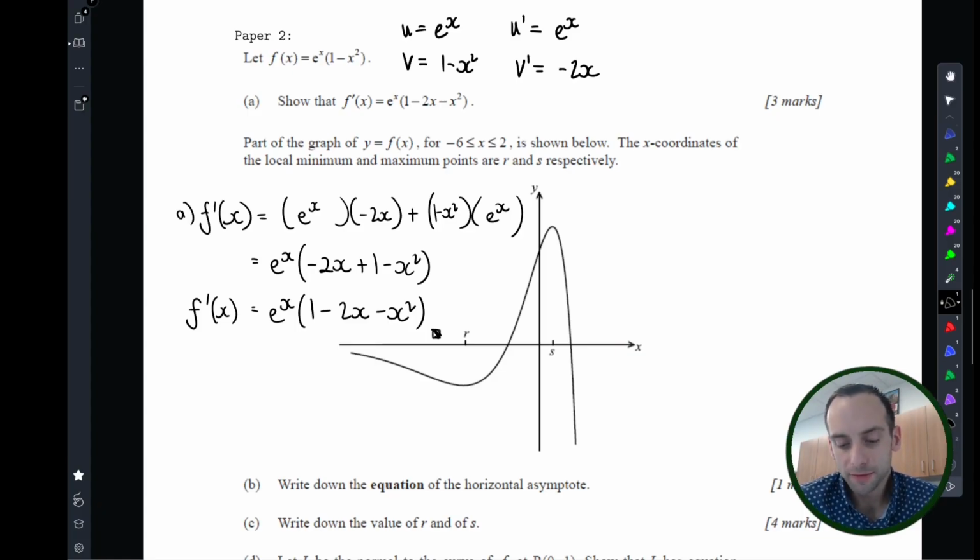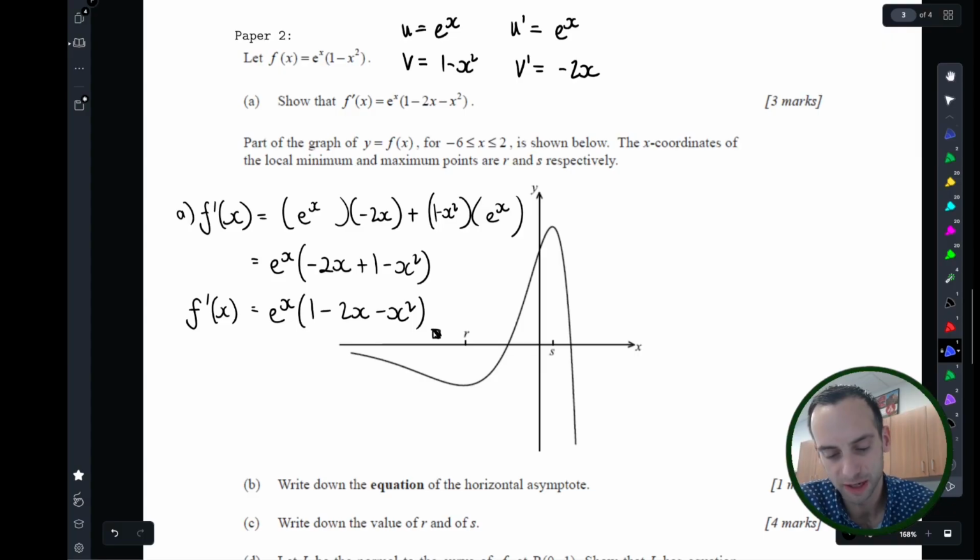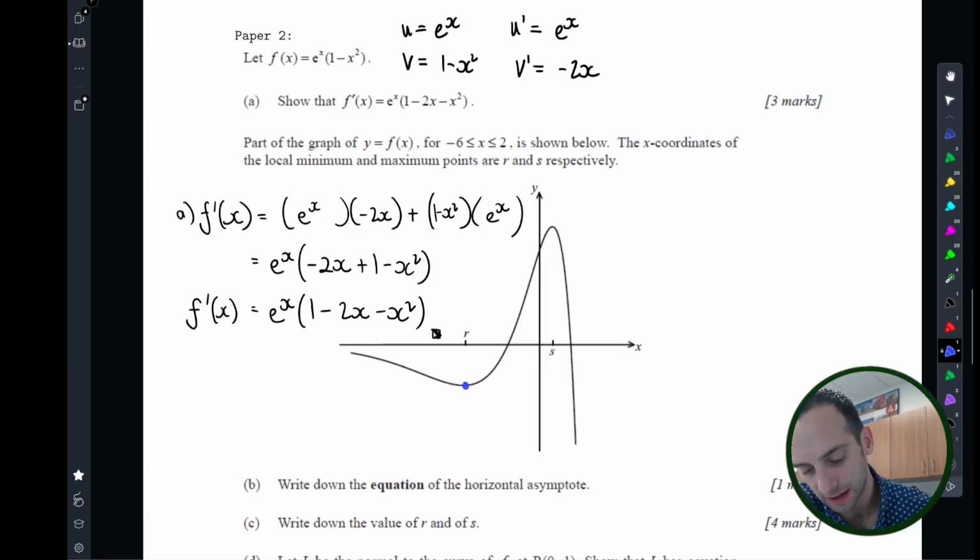We're then told that part of the graph is shown below, and the x-coordinates of the local maximum and the local minimum are r and s respectively. So we definitely want to mark that on our diagram and just make that connection that the x-coordinate of this minimum is r, and the x-coordinate of this maximum, that guy's going to be s for us.